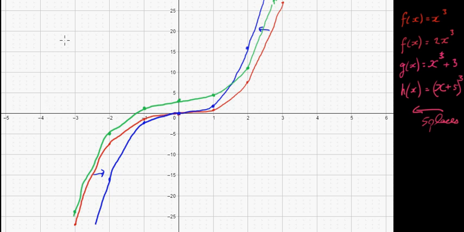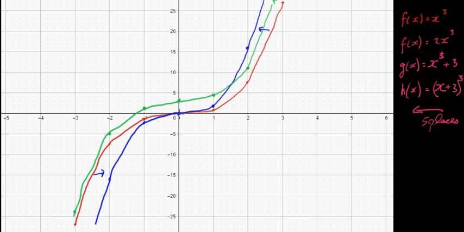I probably should have picked a smaller number actually. Let's just change that slightly. Let's say instead of 5 there, we'll just go with 3. So I'm just going to change that to a 3 here. So x plus 3 cubed. So this would go to the left 3 places, so it would end up, let's do it in this color here. So let's say that will end up going to the left 3 places.